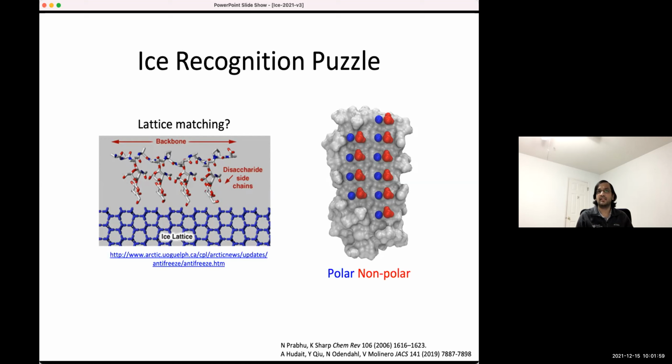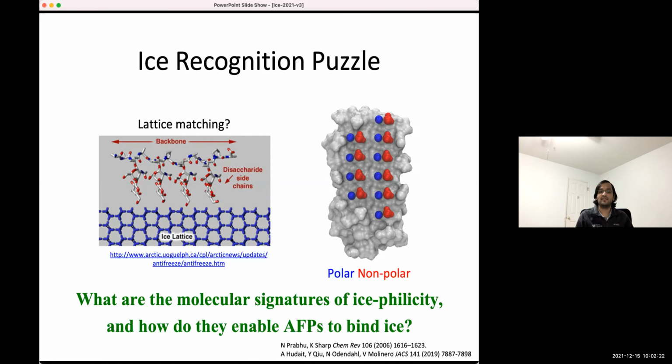Moreover, it was recognized soon thereafter that the chemical template presented by the ice binding site is remarkably finicky. So if one of the polar groups is mutated into a non-polar group, or vice versa, one of the non-polar groups is mutated to a polar group, that completely destroys the ability of the AFP to bind ice. So, this raises a number of interesting questions. What is it about this chemical template that allows AFPs to bind ice?